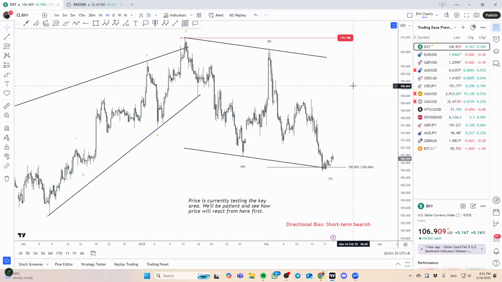Because when price has entered a key area, that's where we want to really look out for the next stage, which is the setup itself, right? And then if the setup is completed, that's where we're gonna get involved in the trade.